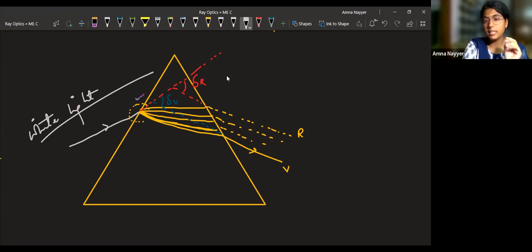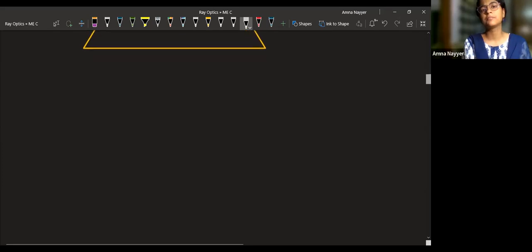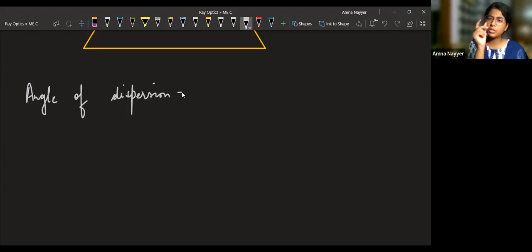Now see, there's a relation between the angles of deviation of both of these, violet and red. That is important, and numerical questions come from that part. So the angle difference in the deviation of the violet and red color is known as the angle of dispersion. You have a topic known as angle of dispersion. So the angle of dispersion is the difference between both the angles that have been obtained: the angle of deviation of violet and the angle of deviation of red.